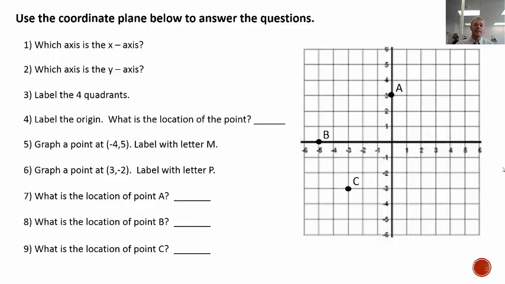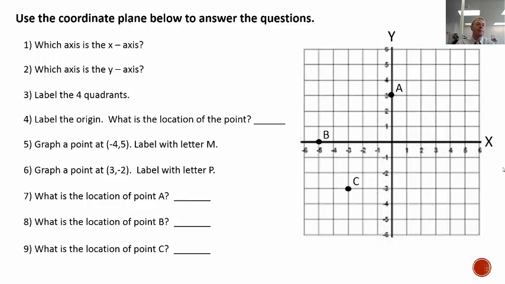So which axis is the x-axis? Go ahead and label it. Hopefully you made the horizontal axis your x-axis. How about the y-axis? Hopefully you made that one the y-axis, right? Process of elimination, you had to get that one right.